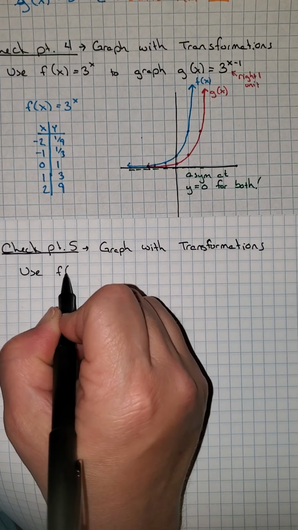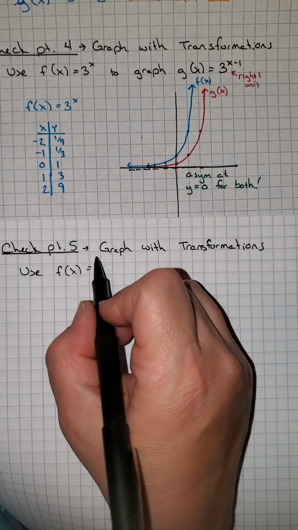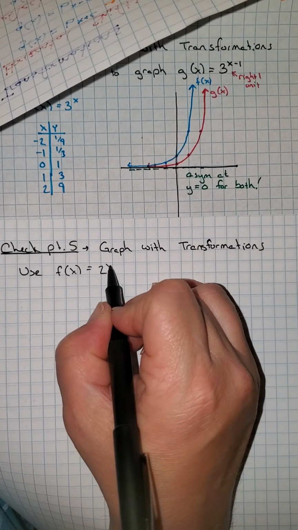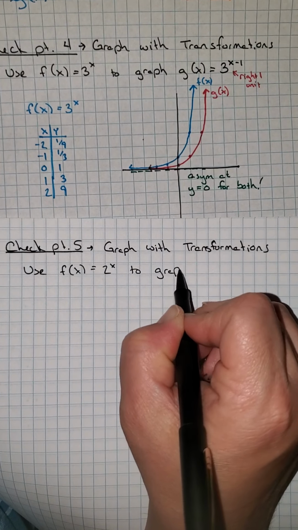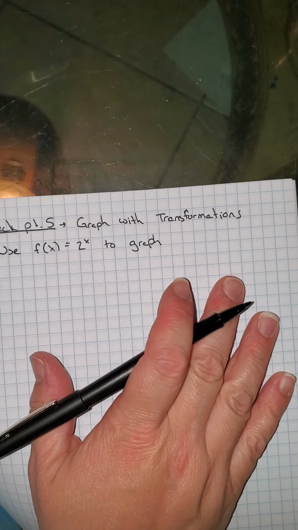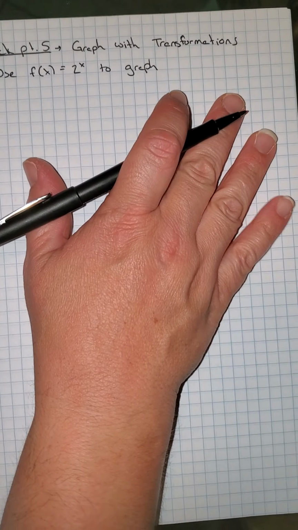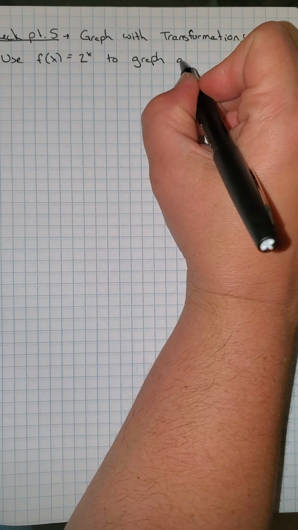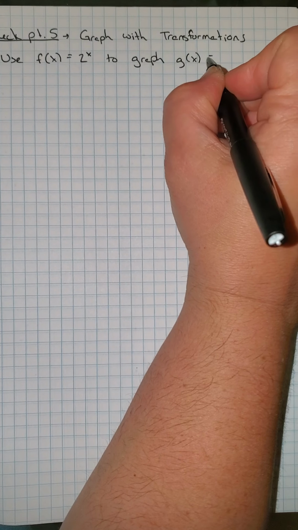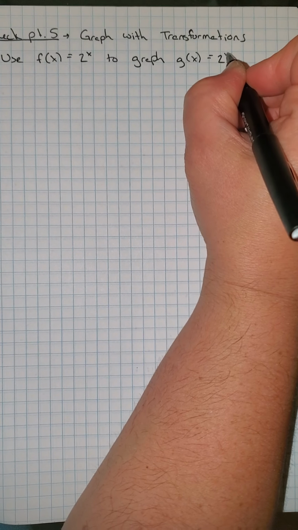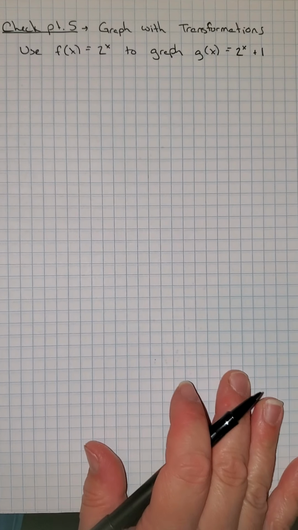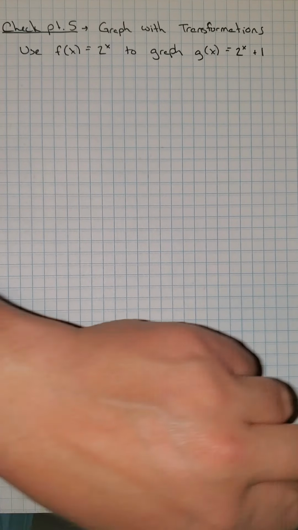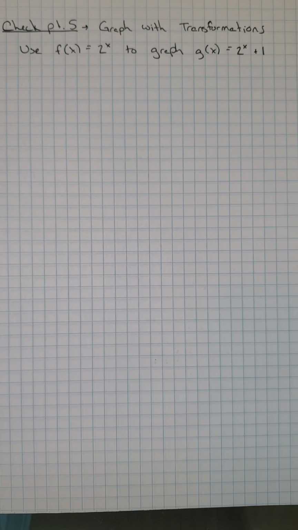We're going to use f of x equals 2 to the x this time, so a different one, to graph g of x equals 2 to the x, and then plus 1 down on the ground. Alright, so 2 to the x this time. Oops, let me put a graph there.